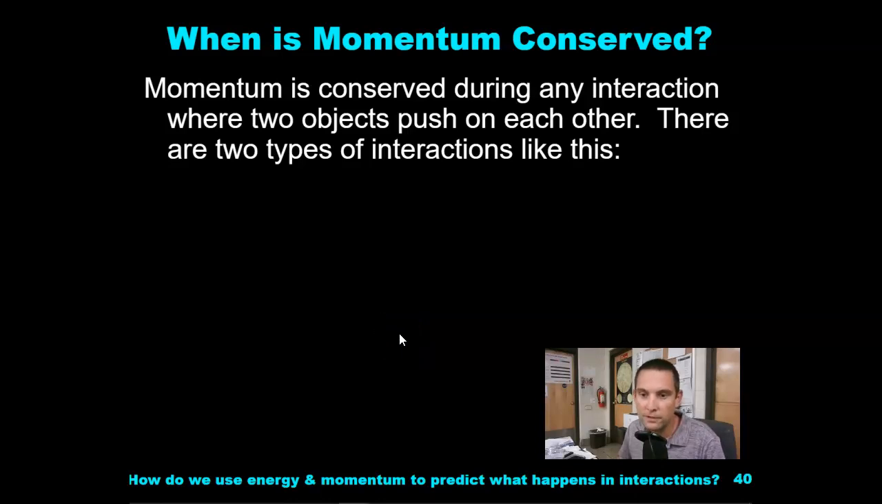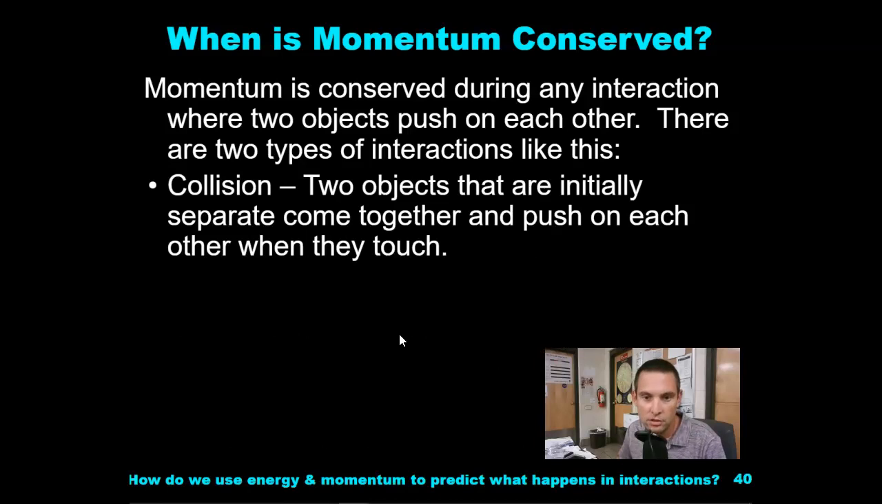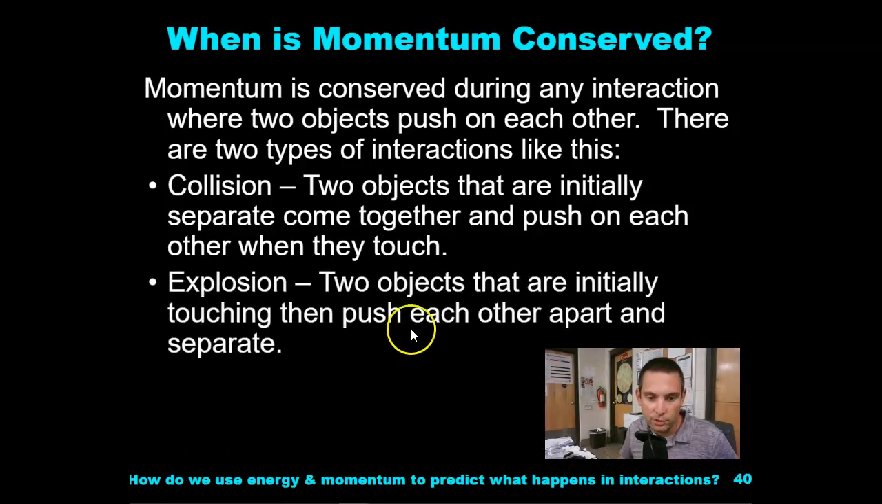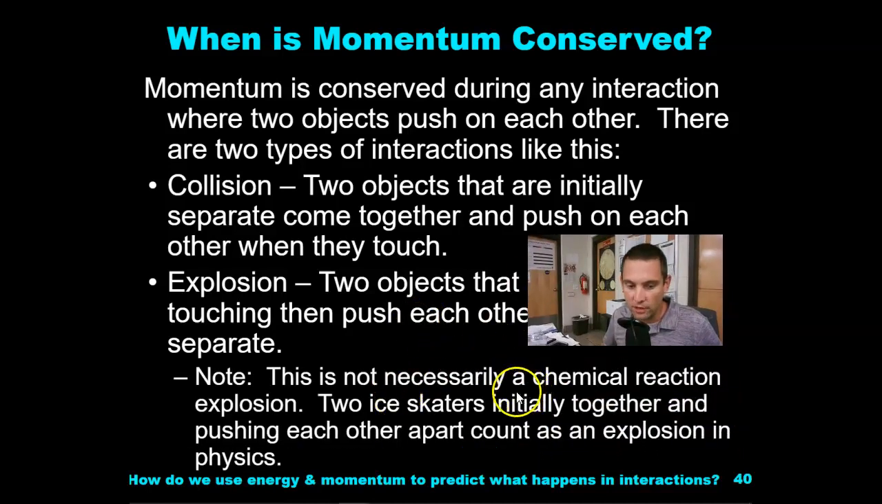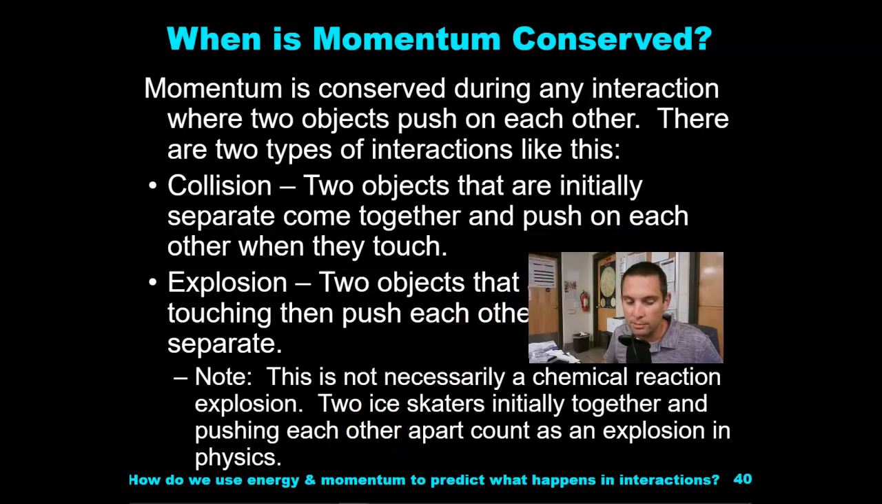There are two types of interactions like this. Collision: two objects that are initially separate come together and push on each other when they touch. And explosion: two objects that are initially touching then push each other when they're apart and separate. This is not necessarily a chemical reaction. Two ice skaters initially together and pushing on each other as they come apart is an example of an explosion in physics.